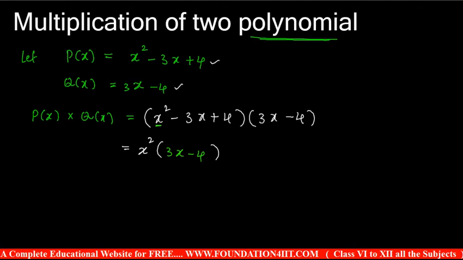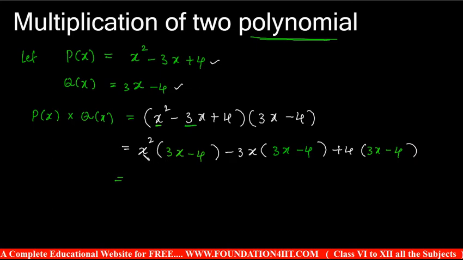Next, the second term is minus 3x. Again, we multiply it by the entire second expression, 3x minus 4. And the next term is plus 4. We take the entire second expression again, 3x minus 4. This is the way. To avoid making simple mistakes and get accurate results, we take each and every term and multiply it by the entire next expression.